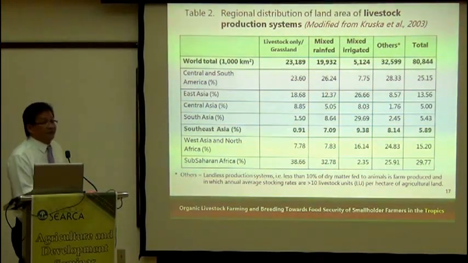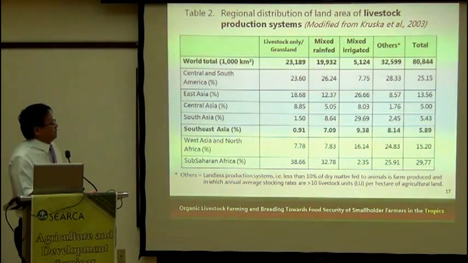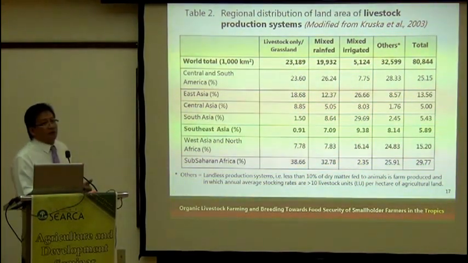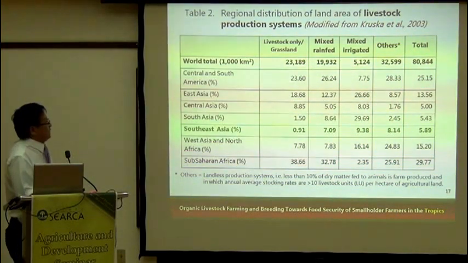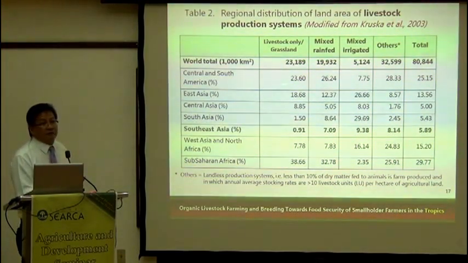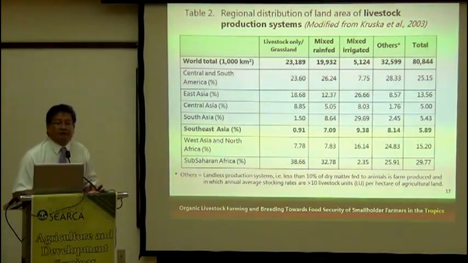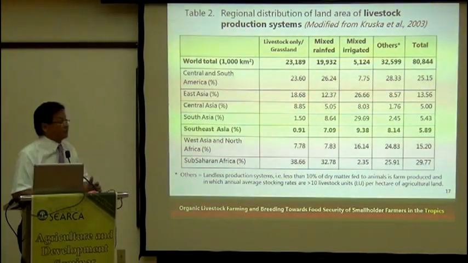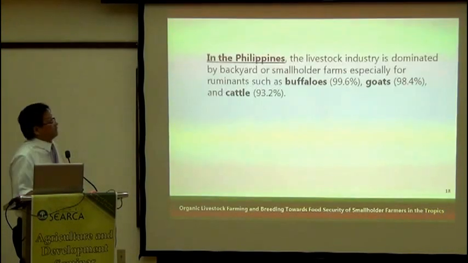Okay, ang grasslands natin is less than 1% of 23 million square kilometers. These grasslands you could see mainly in South America, particularly in Argentina, and East Asia, including that of Australia. So just to show you where we could put these organic farming systems.